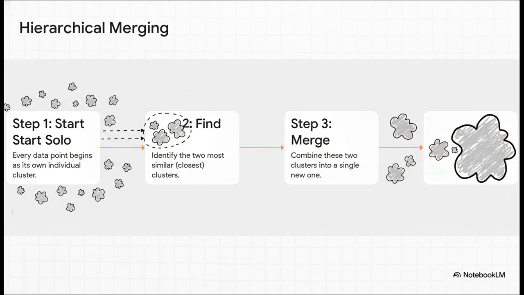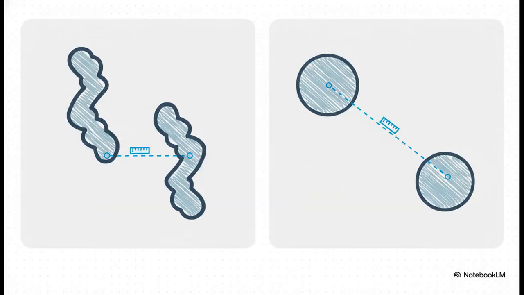one giant supercluster. Now here's a really interesting wrinkle. How do you define closest when you're talking about two whole groups of points? Well, it turns out your answer to that question completely changes the shape of the clusters you end up with. If you use what's called single linkage, you're just looking at the distance between the two closest points in each cluster. That can lead to these long, stretched-out, chain-like groups. But if you use complete linkage, you measure the distance between the two farthest points. And that totally different rule forces the algorithm to create really tight, compact, ball-shaped clusters.